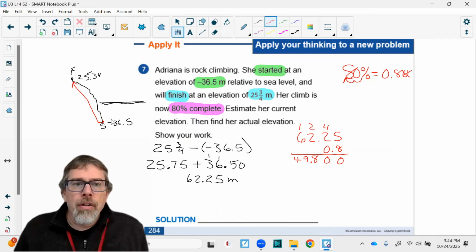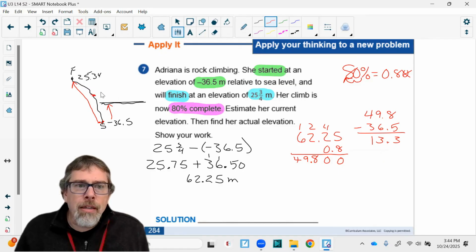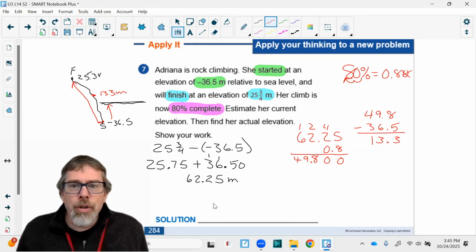Okay. So from here to here is 36.5. So if I subtract 49.8 minus 36.5, I'm going to get 13.3. So she's actually 13.3 meters above sea level if she's gone 80%, which is 49.8 meters. So her actual elevation is 13.3 meters above sea level.